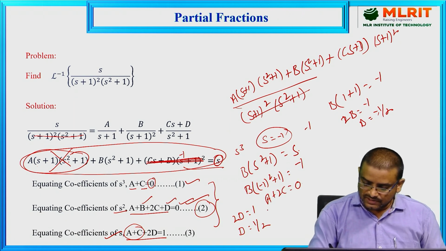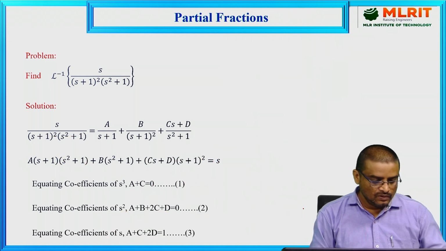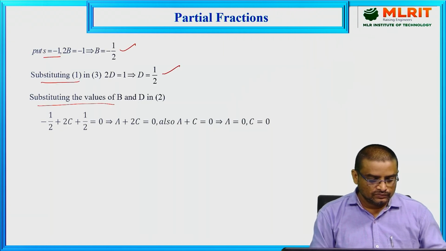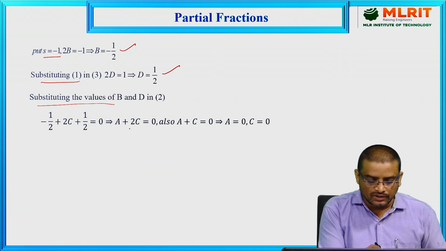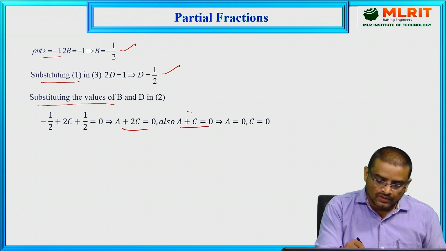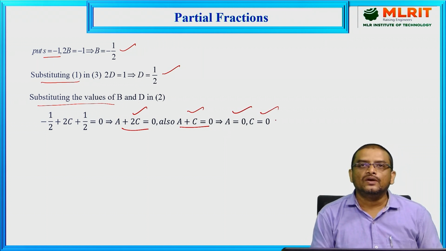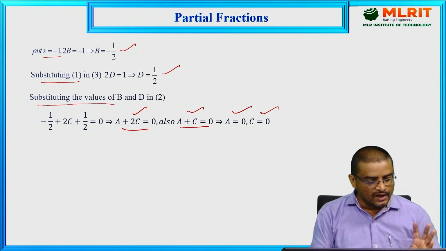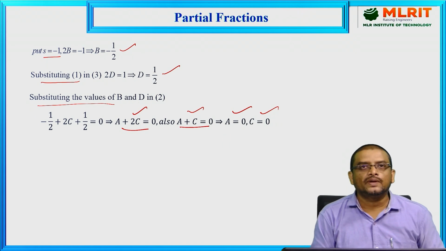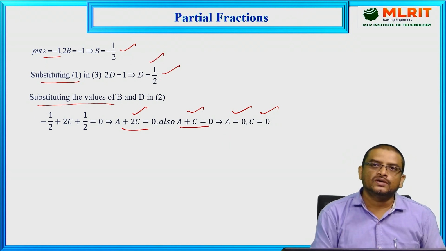Now take equation 1, a plus c is equal to 0. Subtract this, you will get the c value. Already in the first equation we have a plus c is equal to 0. Now you solve these two equations, you will get both the a value and c value equal to 0. Now a equal to 0, b equal to minus 1 by 2, c equal to 0 and d equal to 1 by 2.